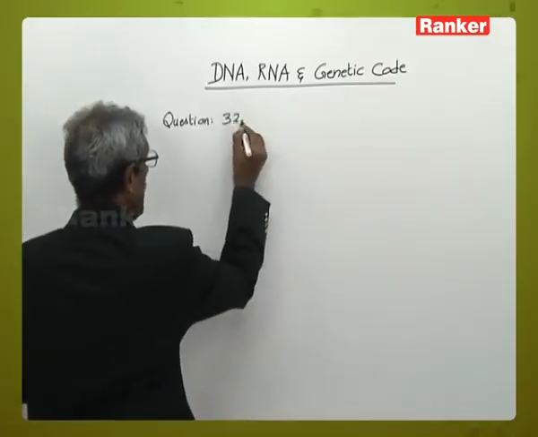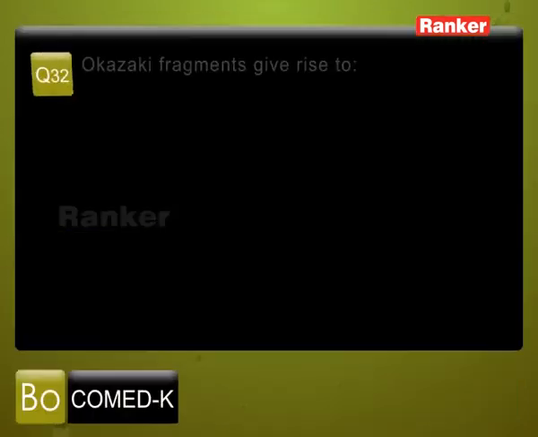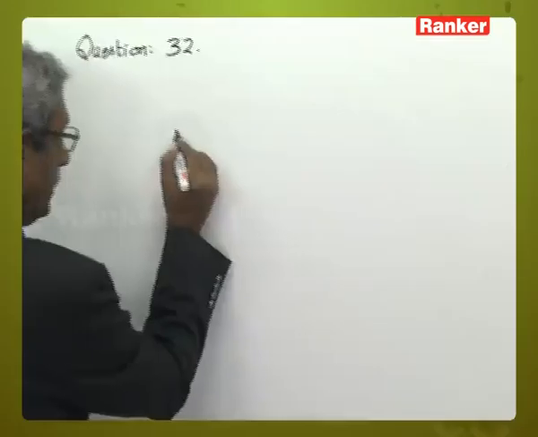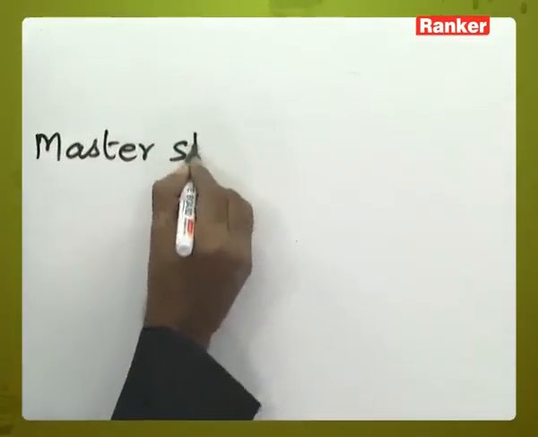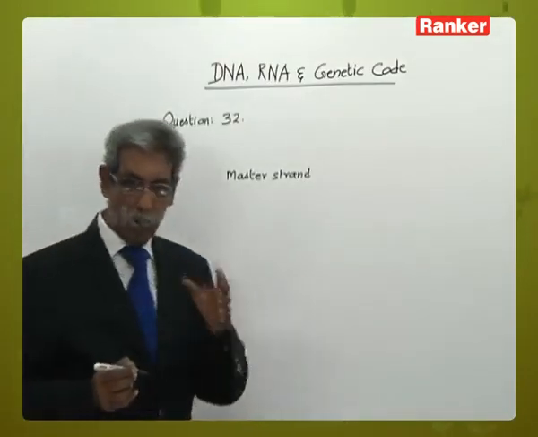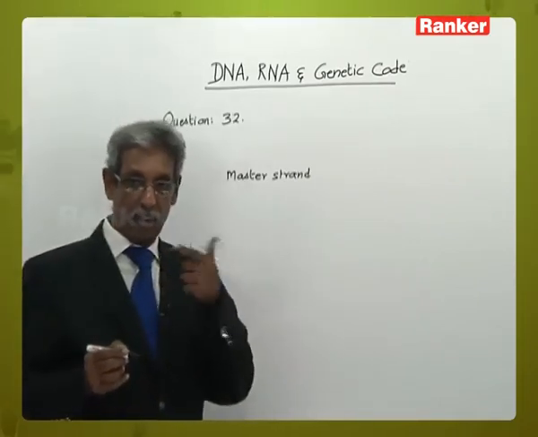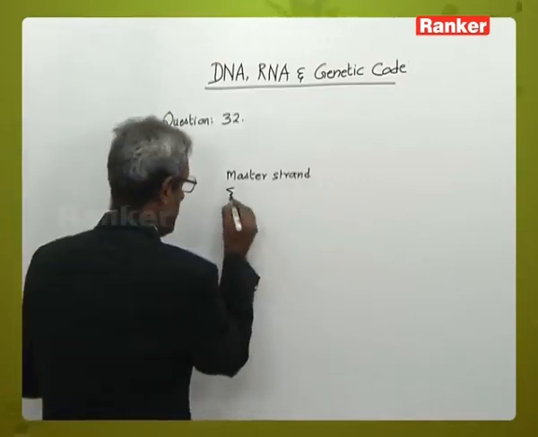Question number 32 asks, what are Okazaki fragments? Okazaki fragments give rise to the lagging strand, leading strand, master strand, or the sense strand. Now, when you take the master strand, the master strand is the original DNA, and if it has the nitrogen bases which go to form the nucleotide, it is otherwise termed as a sense strand.